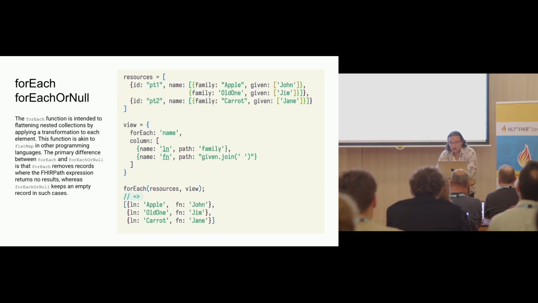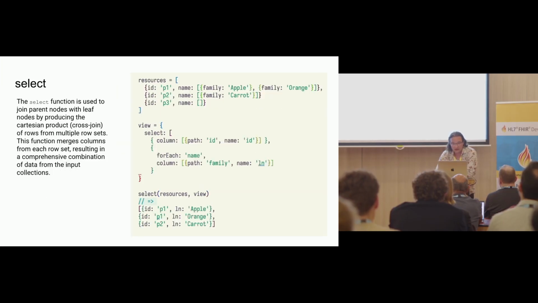And the forEach, you see we have two resources at the beginning, and then we want to forEach by name. So it will take every name element and produce a new row for each element in the collection. So you see that we started with two resources, but at the end we have three rows. That's how you can unnest the nested data, like nested collections.